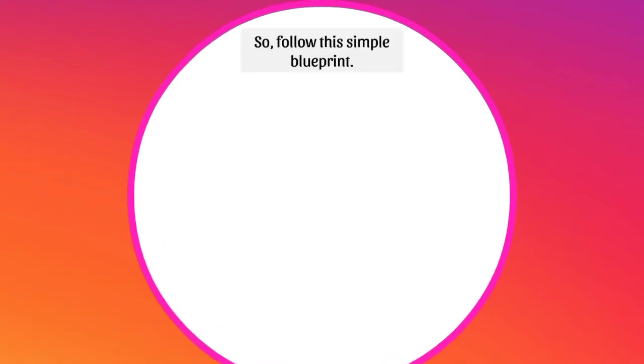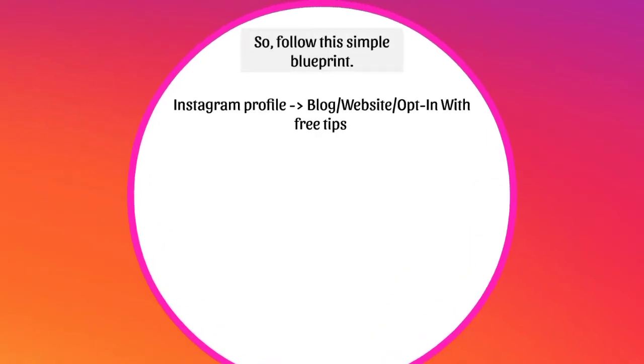So here's a basic blueprint you can follow. From the Instagram profile, I recommend that you direct them to either a blog, your website, or an opt-in with free tips. So you're still trying to build their trust. There's still semi-cold traffic. If you send them to a blog with more content, more free information, that's going to gain their trust. They're more likely to want more, right? Or if you're a brand, you can send them directly to your website and they can buy the products.